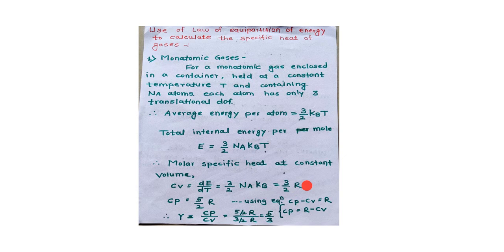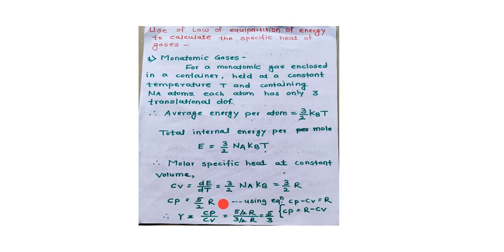Now, another molar specific heat Cp, the molar specific heat at constant pressure. By using the equation Cp minus Cv equals R, and substituting the value of Cv equals 3/2 R, by solving this we will get the value of Cp as 5/2 R.